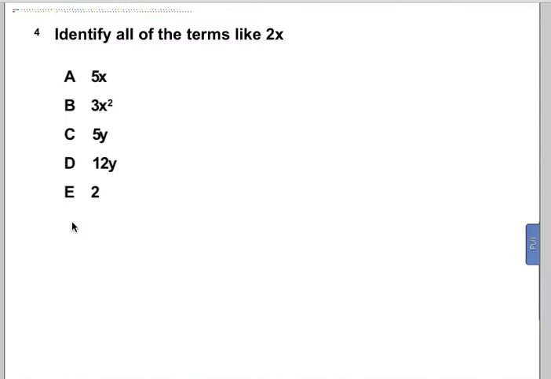Slide 16 asks to identify all the terms that are like 2x. 5x is like 2x because it has just an x. 3x squared is not like 2x because even though it has an x, there's a square on top of it. 5y is not like 2x because the variables don't match. 12y is not like 2x because the variables don't match. And 2 is not like 2x because we're not looking at the coefficient, we're looking at the variable, and 2 is missing a variable. So the only answer here for slide 16 is letter A.